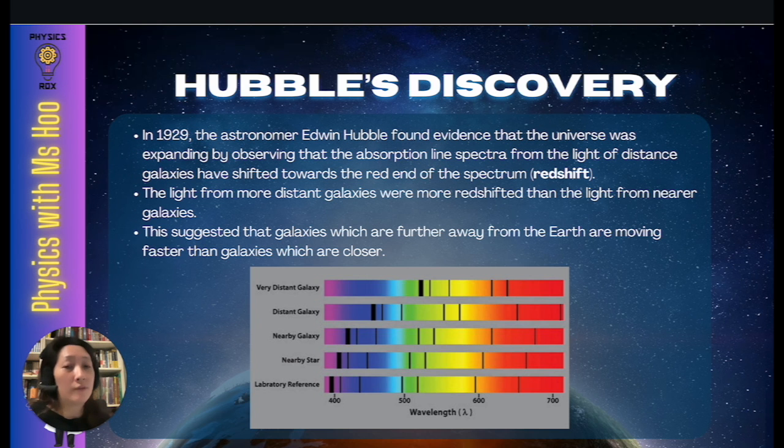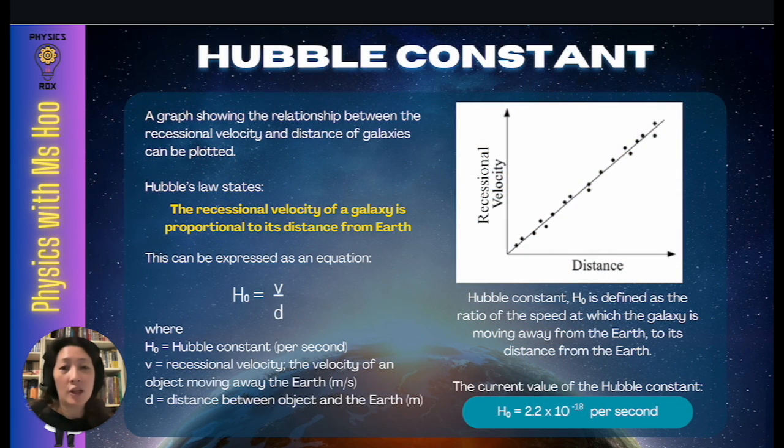So now let's move on to Hubble constant. So from this relationship, a graph was obtained showing the relationship between the recessional velocity and distance of galaxies. So as you can see in this graph, where the recessional velocity is on the y-axis and distance is on the x-axis, the trend of the plots show a linear graph. And from this, Hubble's law was formed, which states that the recessional velocity of a galaxy is proportional to its distance from Earth as shown in the graph.